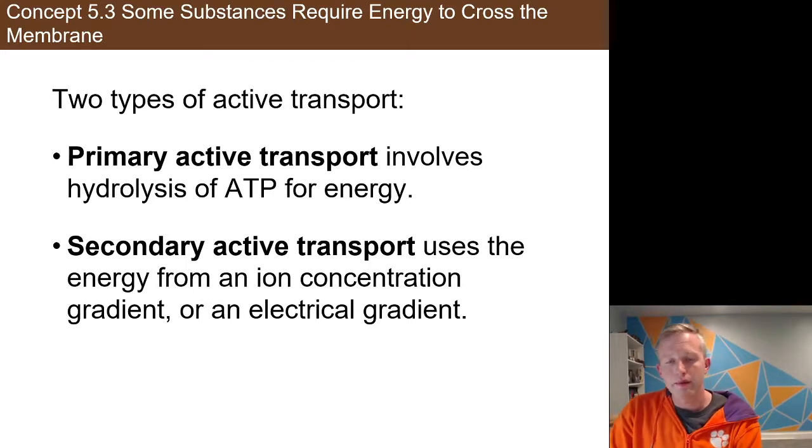The two types are primary and secondary. So primary is actually using the ATP for energy in order to achieve this. Secondary is also a type of active transport, but it doesn't use ATP directly. Instead, it's using some other energy resource within the cell, such as the concentration gradient of another molecule. So, for instance, in certain cell types, there are what are called symporters or antiporters.